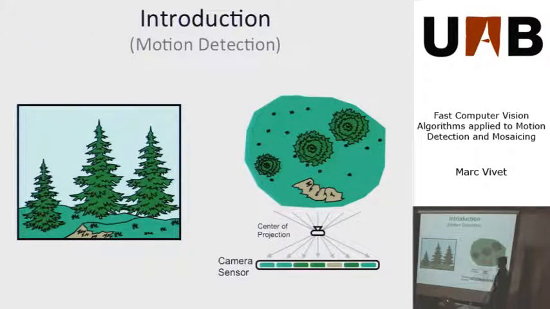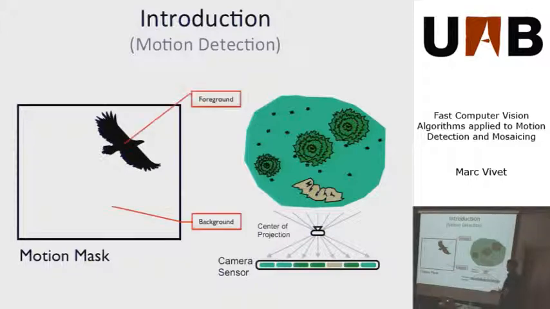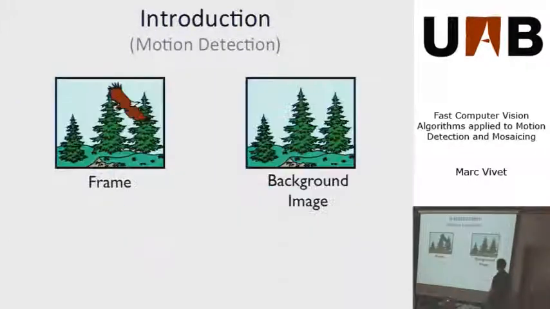So on the left, you can see a scene of 3 trees, and on the right, it's the same scene, but it's a top view. So here, you can see the camera and how the image is projected onto the camera sensor. Motion detection consists of detecting whether there is something moving in a scene. So what we want to obtain is the motion mask, a mask that highlights the foreground with respect to the background.